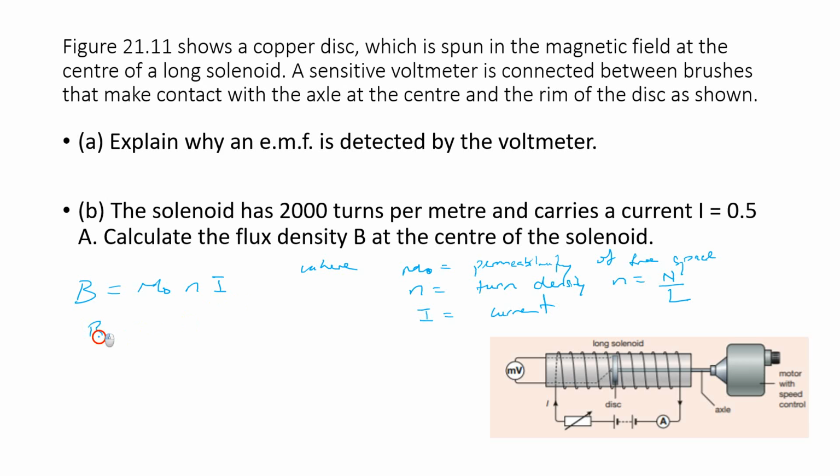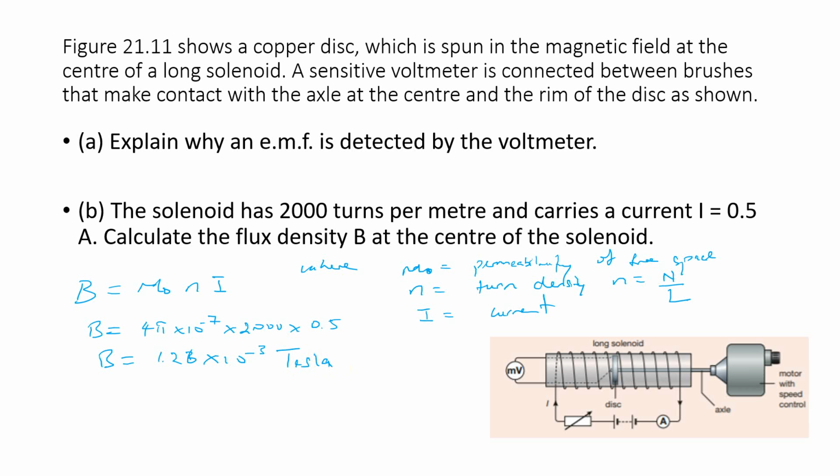So we can go ahead and find B, which is the magnetic flux density. We know that mu naught is 4 pi times 10 to the minus 7, right? We're now going to multiply that by 200 times 0.5. Having said that, by working out the calculation, we can see that the B field is going to be 1.26 times 10 to the minus 3 Tesla. Tesla is the unit for magnetic flux density, right?